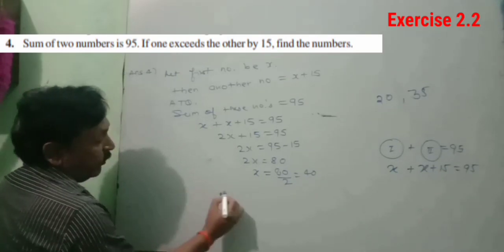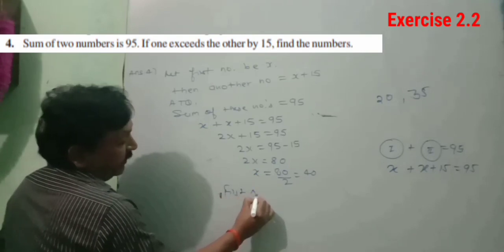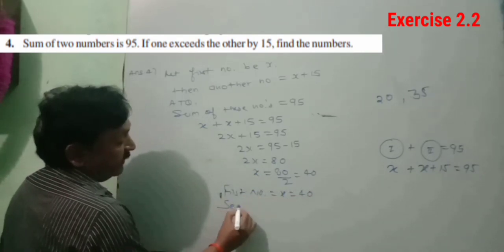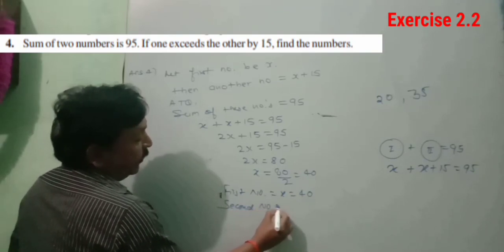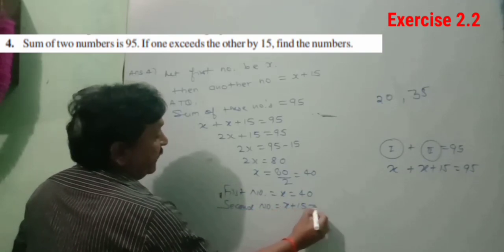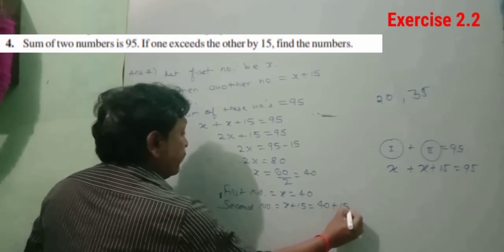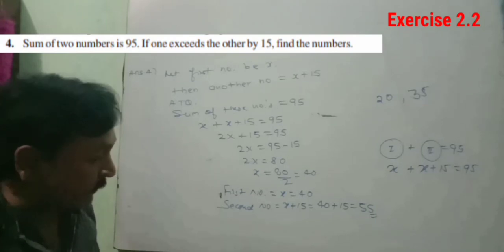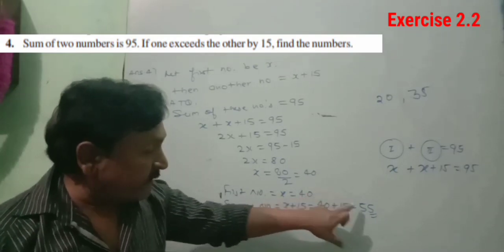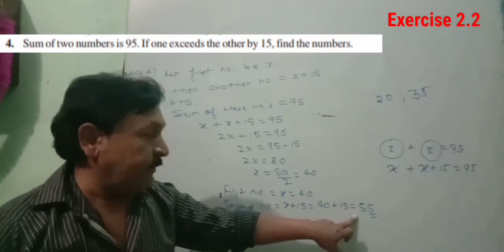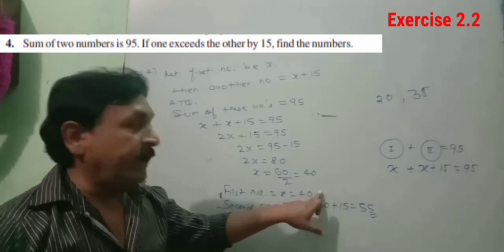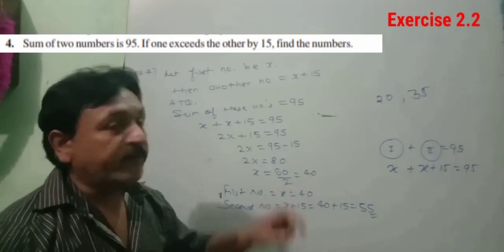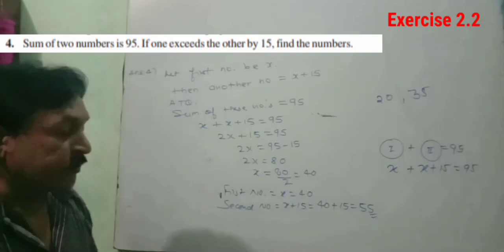Okay. Therefore we can say the first number was x, which is 40. And the second number was x plus 15, it means 40 plus 15. How much? 55. Understood? And see the difference also. The difference between the first and second number is 15. It means this number exceeds, is greater, is more than the first number by 15. Okay? Note it and read question number 5.